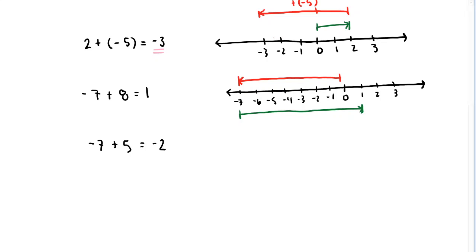And we can kind of see that here. I started at negative 7, but instead of adding 8, I add on 5. Well, I'm only going 5 units now to the right. And that ends me at negative 2. And so we can see in these 3 different examples, we added a positive number and a negative number together, and we got different values out, right? We got a negative 3, we got a positive 1, and we got negative 2.